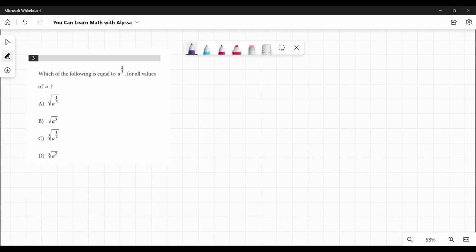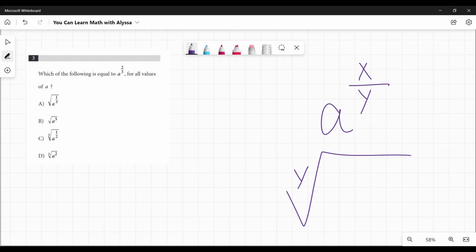Moving on, number 3, which of the following is equal to a to the power of 2/3 for all values of a? They're testing as to whether you know exponent rules. The exponent rule says that if I have a number that is to the power of a fraction, x over y, it is the same as the denominator becoming the root and x becoming the exponent if I put that base a under that root. So again, this fraction, x becomes your exponent, and the y here, the denominator, becomes your root.